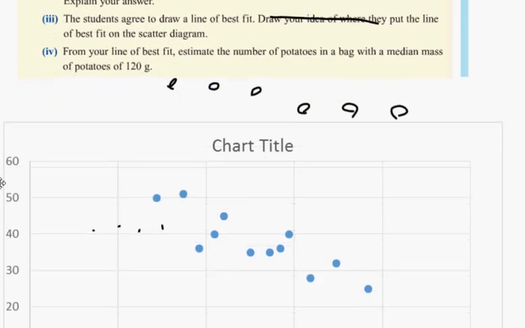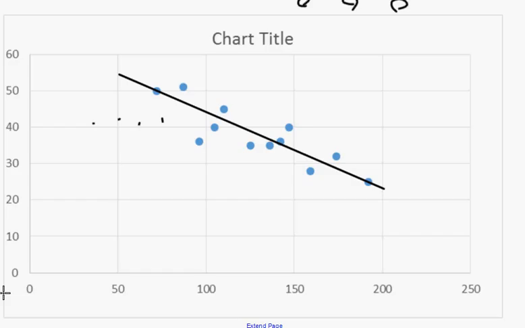Part 4. From your line of best fit, estimate the number of potatoes in a bag with a median mass of 120. So I go down to 120, which is roughly here. Draw a line until it hits my line of best fit. If we're talking about a median mass of 120, we roughly say there's 40 potatoes.